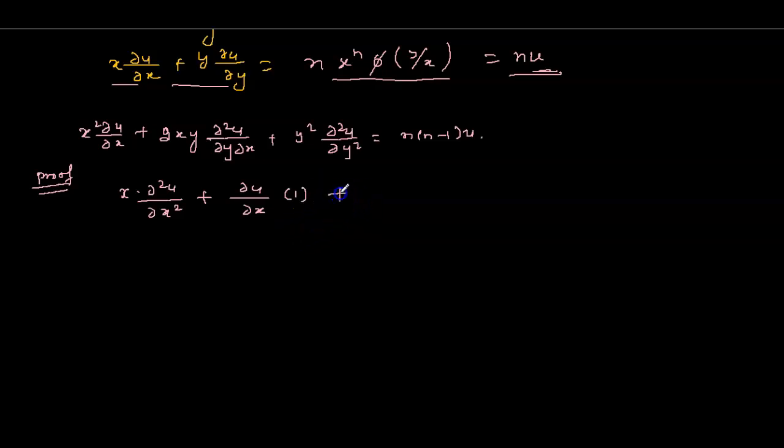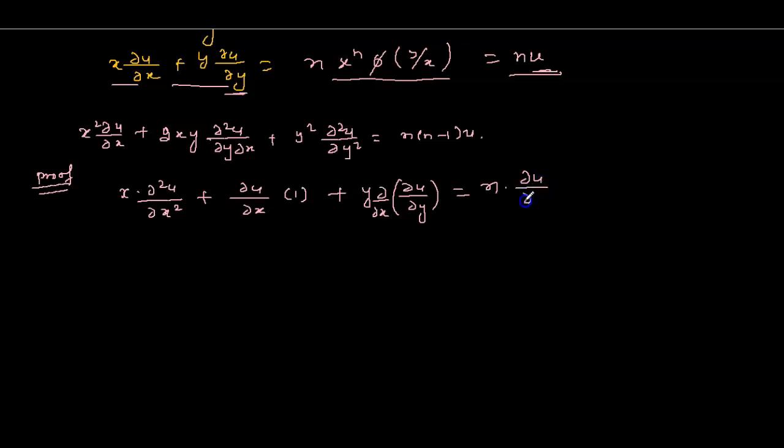Plus, this one here: y is the constant here, but del u by del y is not constant here. So if you differentiate this one, we get del u by del y, which is already there. Now we are differentiating with respect to x, and that is equal to the left hand side, n as it is, into del u by del x.